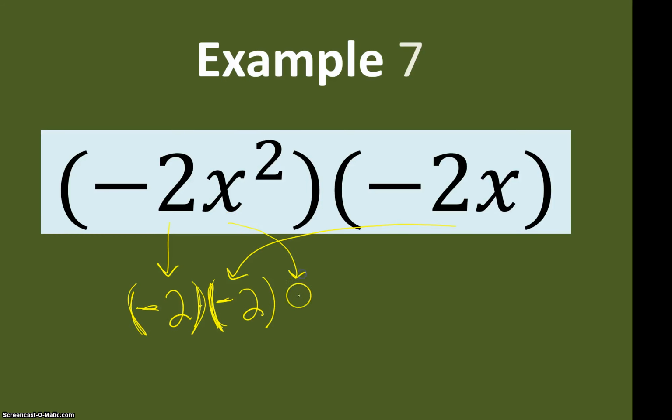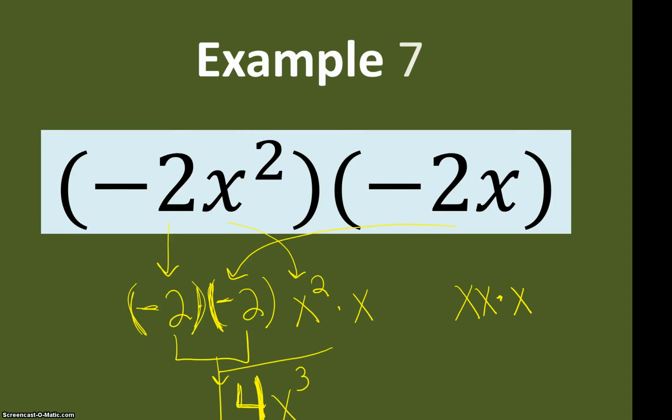I then have x squared times x. And if you'd rather write x squared times x as x squared times x, you can. Whatever helps you get to the final answer, it does not matter. A negative 2 times a negative 2 gives you a product of positive 4, because a negative times a negative, anything that's the same when you multiply them, gets you a positive answer. And then x squared times x gets you x to the 3rd. Your final product is 4x cubed, or 4x to the third power.